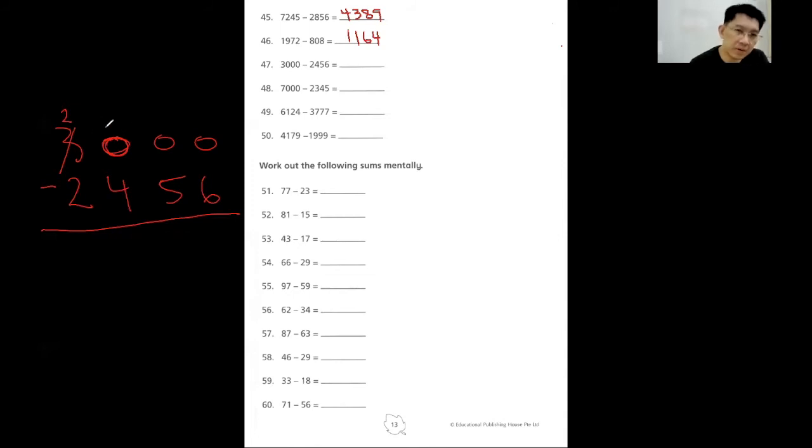Because when you borrow, it means you get 10. 10 plus this 0 is 10. Now, remember, this one wants to borrow from you. This one wants to borrow from the 10, from this one. It has 10 now. So if I take 1 from 10, it becomes 9. And this 0 gets 10. So 0 plus 10 is 10.